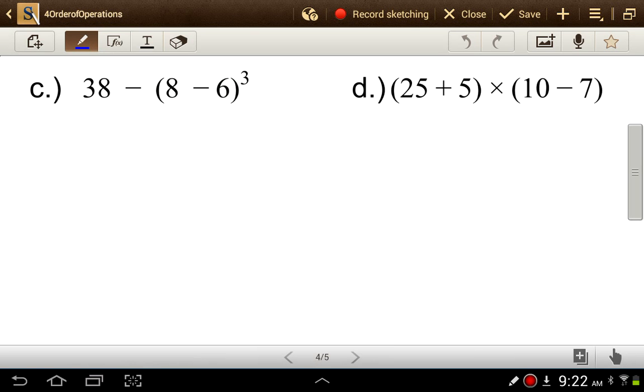Alright, in our next examples, we have a few more steps to do in these. So in this step, I have 38 minus, in parentheses, 8 minus 6, and that parentheses is cubed. So first I'm going to do inside the parentheses. So that's going to be 8 minus 6, which is 2. Okay, I'm going to do that first. The cubed is going to come out there, and I'm still going to rewrite the entire problem. That is key. So step number 1 was my parentheses.